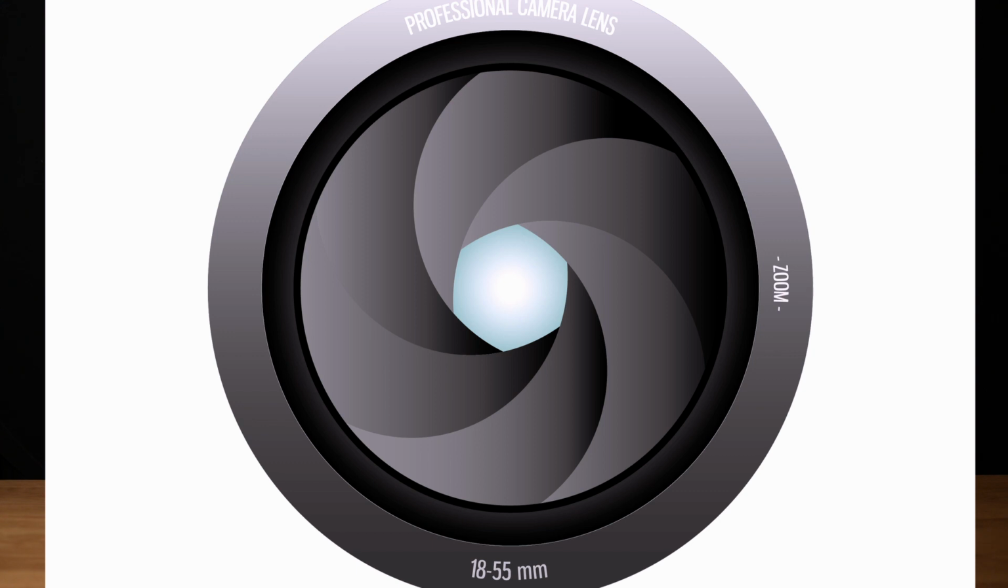Aperture is the opening inside your lens. Light passes through that opening to the camera sensor. You can adjust the size of the aperture to regulate the amount of light that goes to the camera sensor.